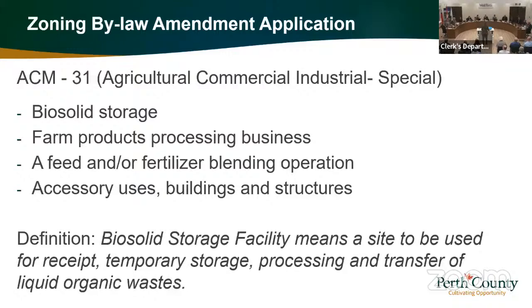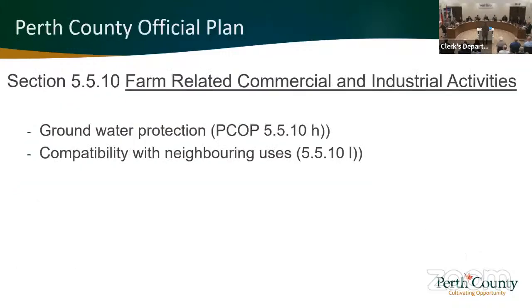So at the October 17th public meeting, if we go to the next slide, please. The planning report reviewed section 5510 in the Perth County official plan, and those are the policies related to farm-related commercial and industrial uses. So I won't review all of those policies again. And I do want to emphasize that the central planning considerations for this file are 5510 sub H and 5510 sub L, which are regarding environmental protection and compatibility with neighboring land uses.